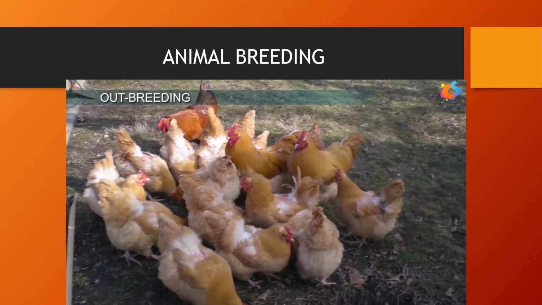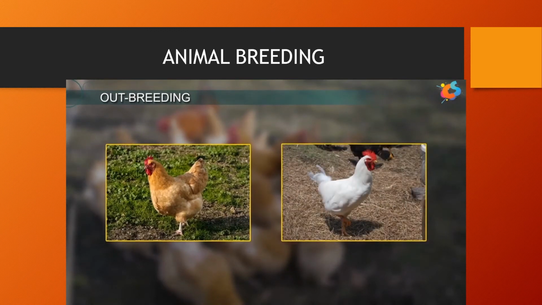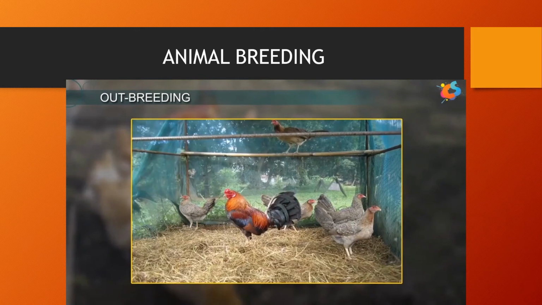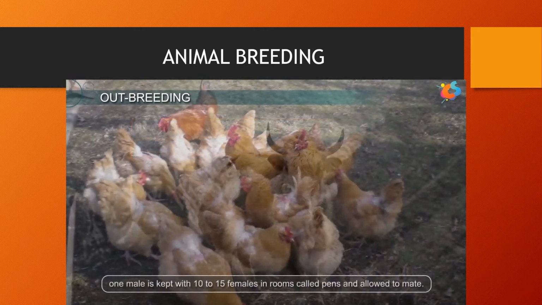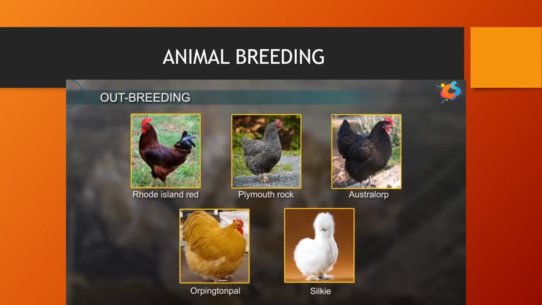Crossbreeding is also done to improve the poultry breeds. Here the best egg layers and broilers are allowed to crossbreed by a method called pen mating. In this method, one male is kept with 10 to 15 females in rooms called pens and allowed to mate. Here are some of the examples of poultry crossbreeds.